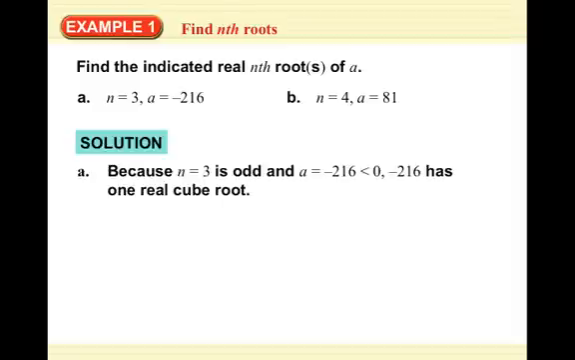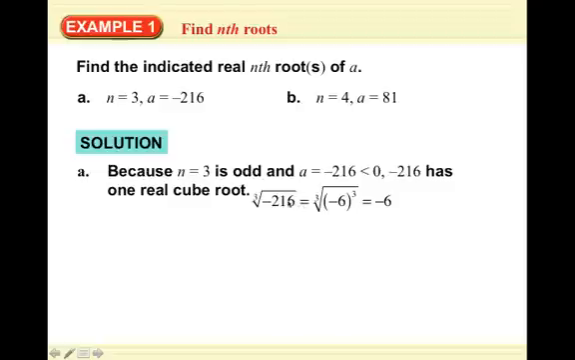All right, because n equals 3 is odd, and a is negative. That's what negative 216 less than 0 is trying to say to you. Negative 216 has one real cube root. Now, the cube root of negative 216, what you want to do is you want to think, what cubed is negative 216? Remember I sent you that email with squares and cubes? This is a good time to make sure you've got them memorized if you haven't done that yet.